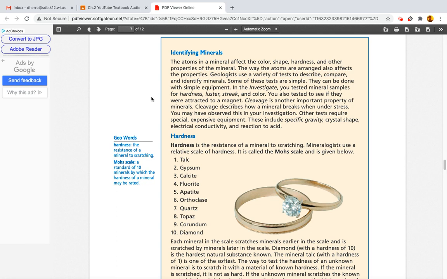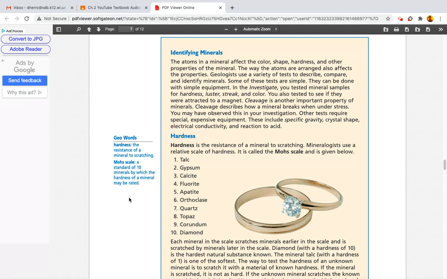Cleavage is another important property of minerals. Cleavage describes how a mineral breaks when under stress. You may have observed this in your investigation. Other tests require special, expensive equipment. These include specific gravity, crystal shape, electrical conductivity, and reaction to acid.